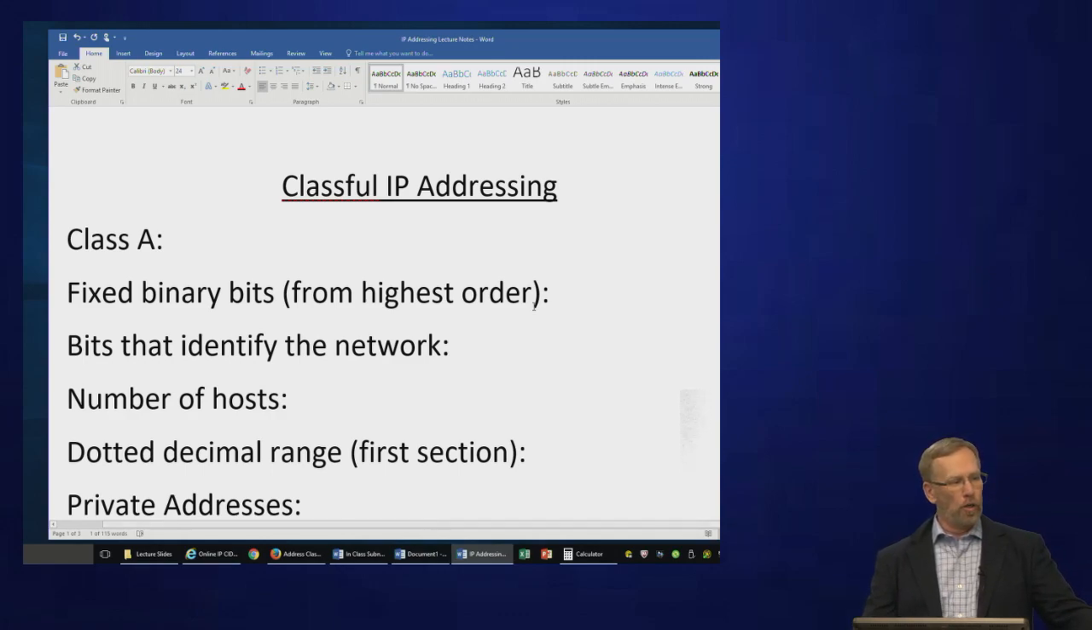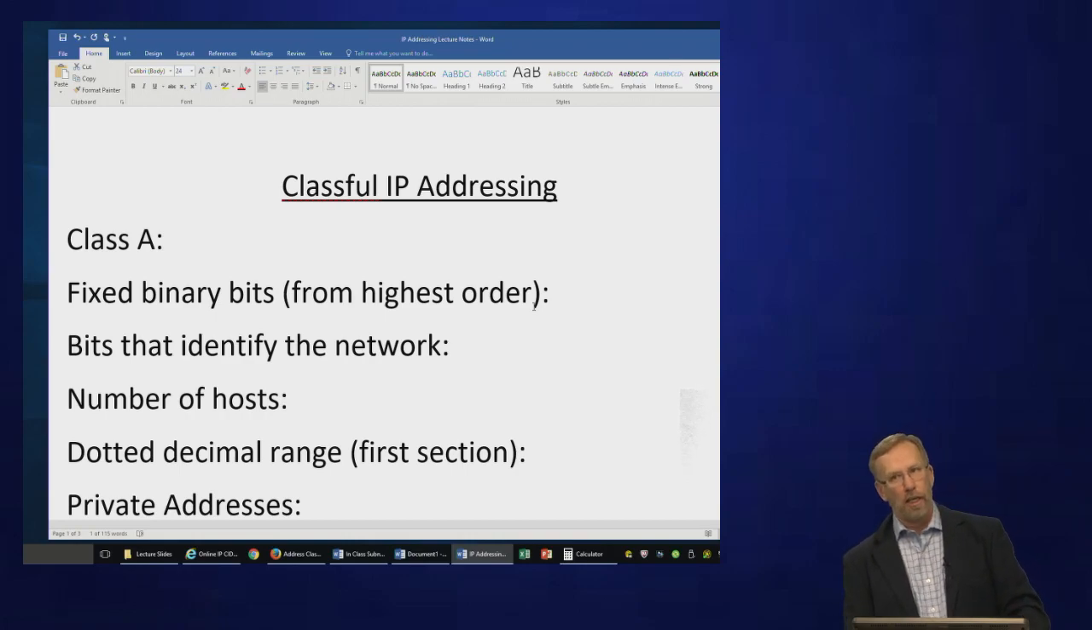In the early days of the internet, going back to the 1990s or so, we used a scheme called classful IP addressing assignment. When somebody wanted a network, we'd ask them, do you want a big network, a medium network, or a small network? If they wanted a big network, we'd give them a Class A. A medium network, a Class B. A small network, a Class C.